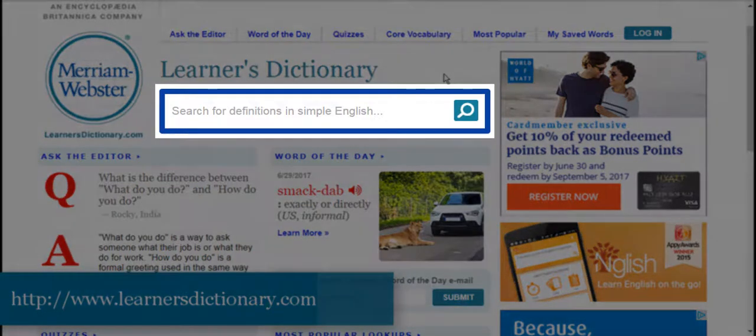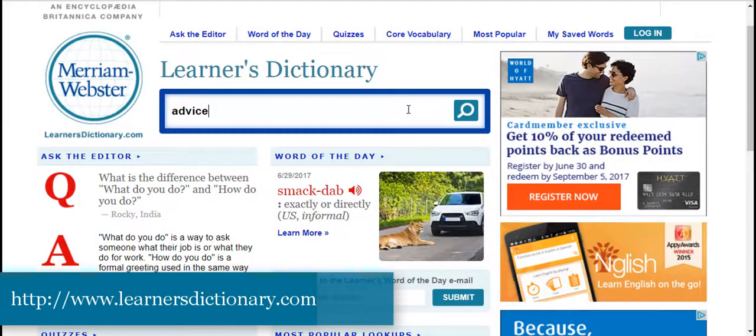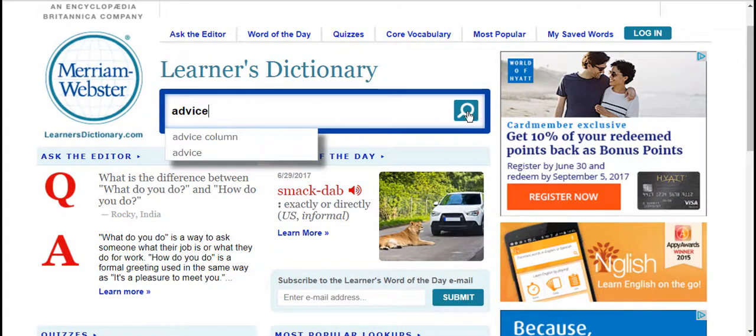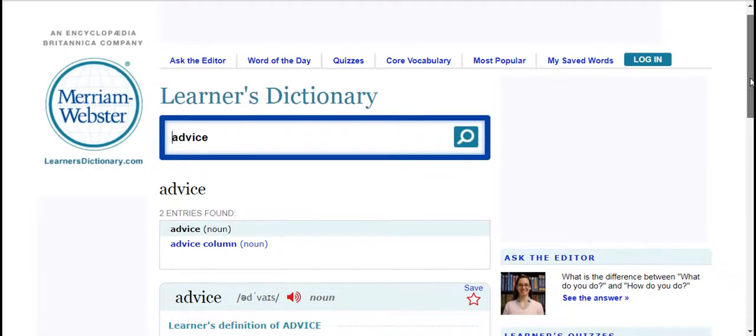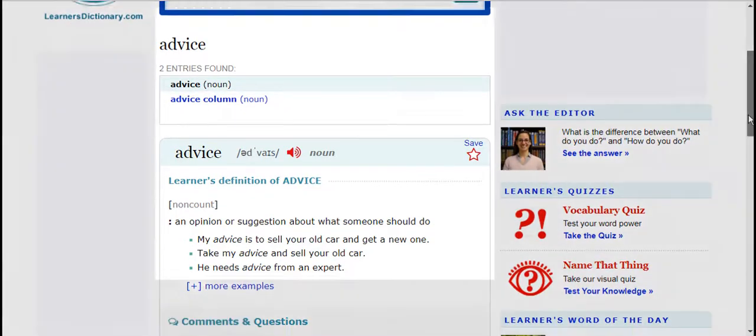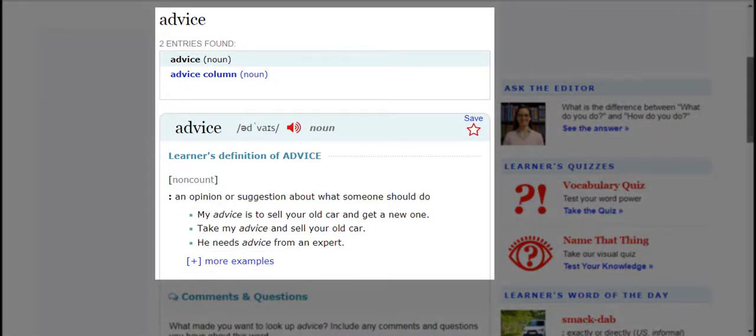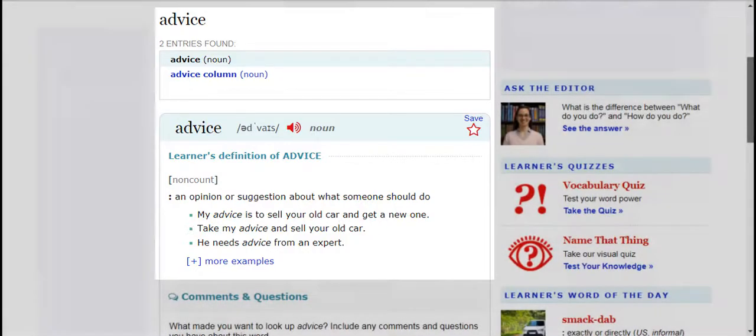For example, I'll enter the word advice into Merriam-Webster's Learner's Dictionary. I can verify that advice is a noun and that it is a non-count noun by checking the dictionary entry. I now know that I should not use phrases like an advice or the advices.